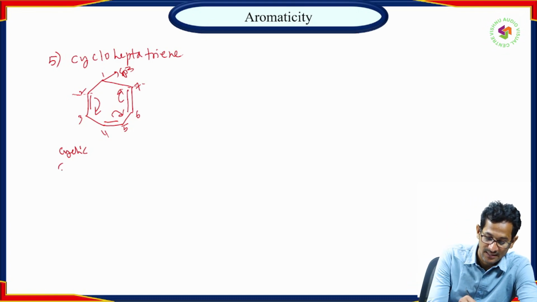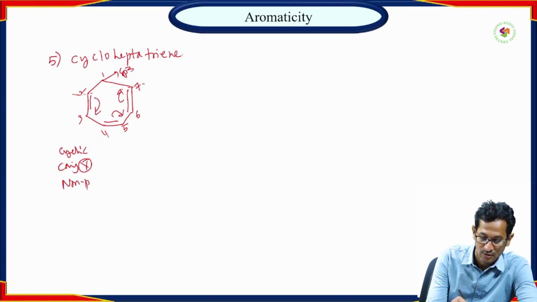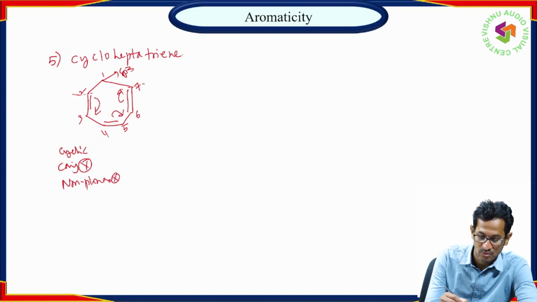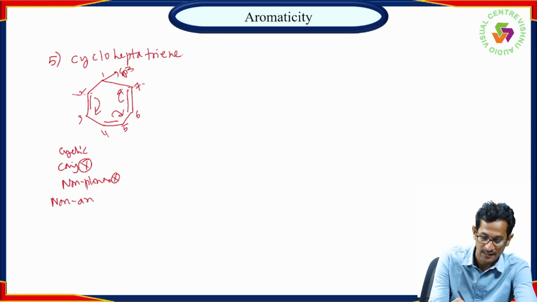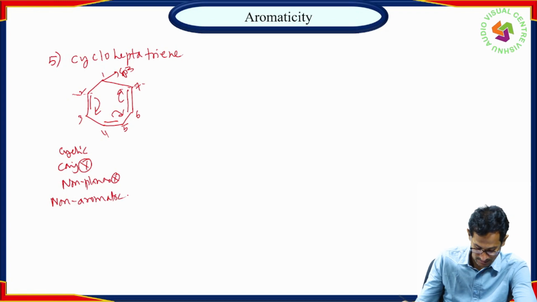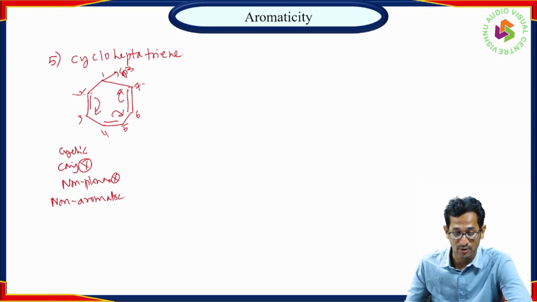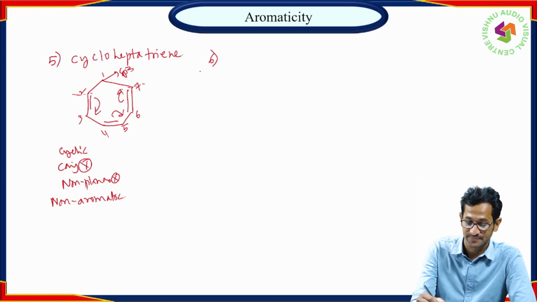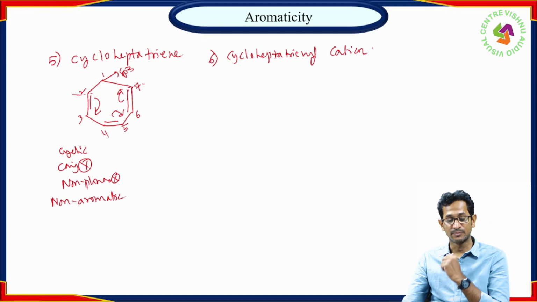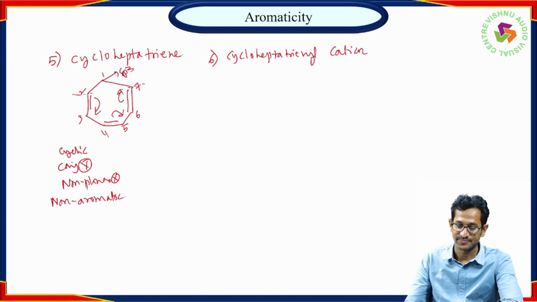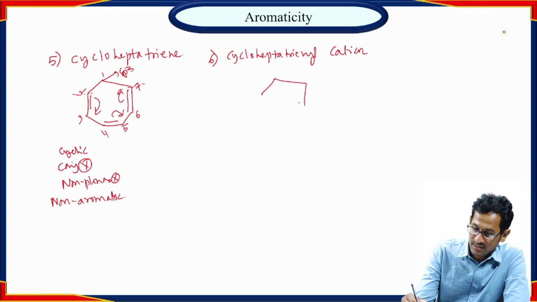So cyclic, conjugation is not there, non-planar. So it fails to satisfy 2 conditions. Therefore, it is non-aromatic in nature. Sixth one. Cycloheptatriene cation. So, the same structure with a positive charge.